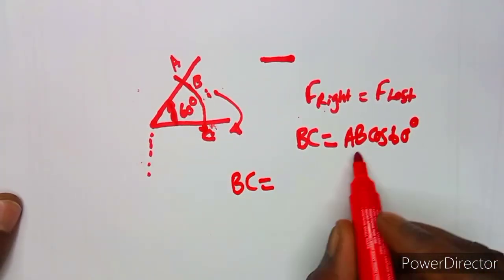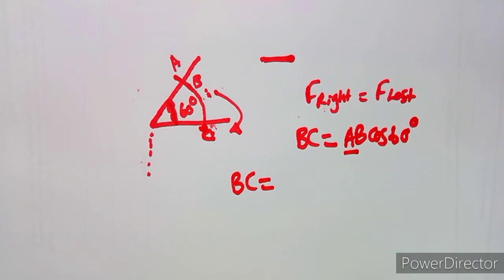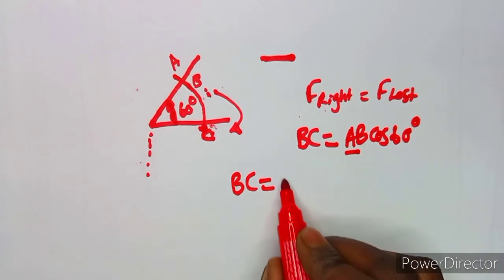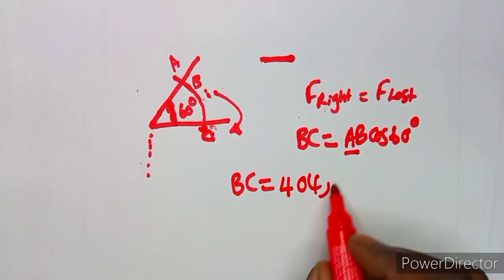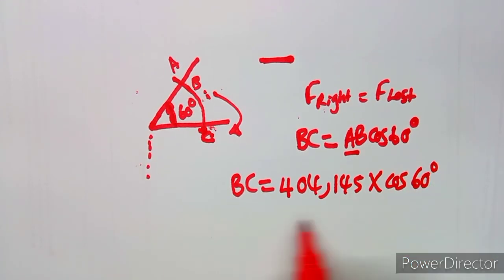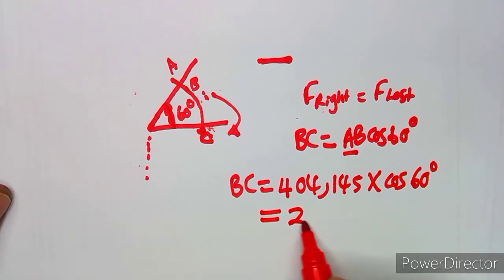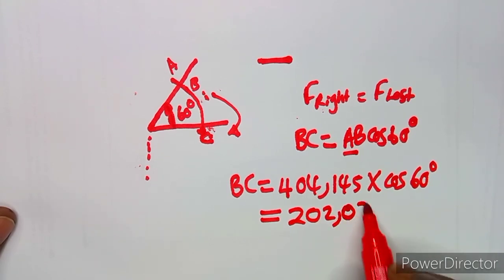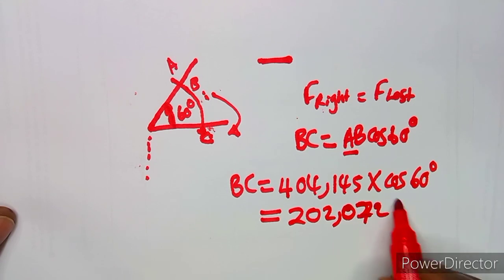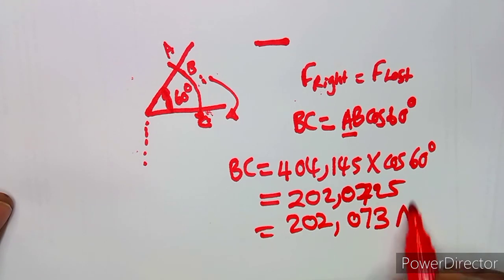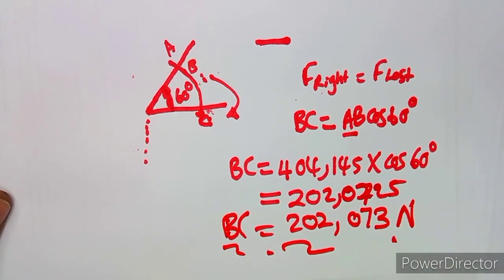So this BC is going to be AB, the one that we had before. This our AB here, which is 404.145 times cos 60 degrees, like this. All right, so if you multiply properly, this is going to give you 202.073 newtons. So something like that. That is going to be your BC.